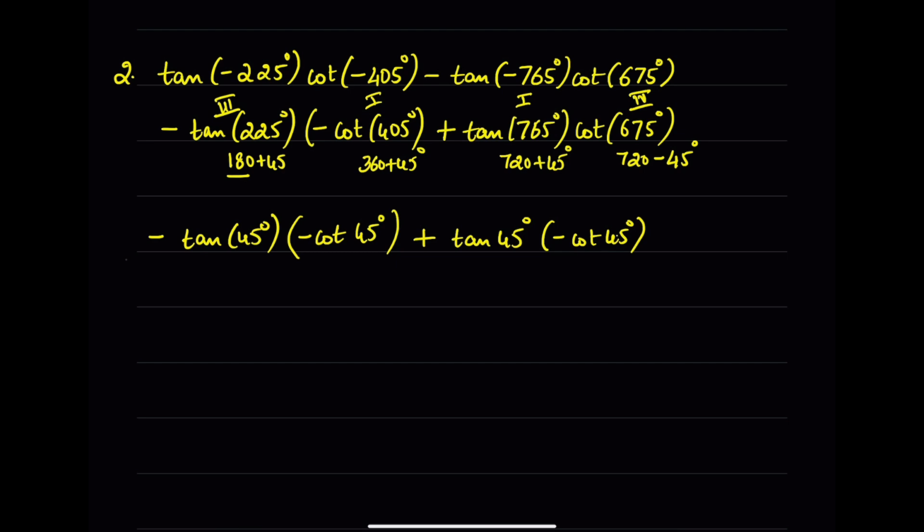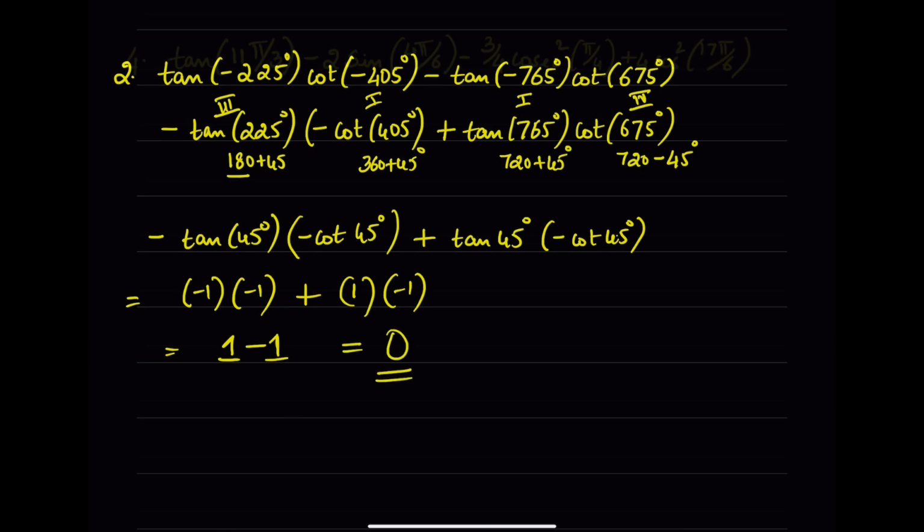Okay, now let's apply the values. So this would be minus tan 45 into minus cot 45, so this would be minus 1 times minus 1 plus 1 times minus 1. I'm just applying the values of these trigonometric functions at 45 degrees. So this would be 1 minus 1. So the answer we would get is 0 for question number 2.